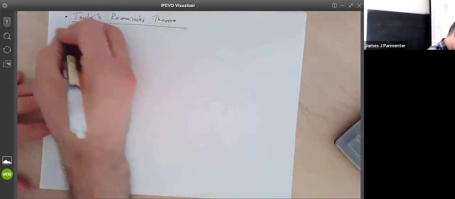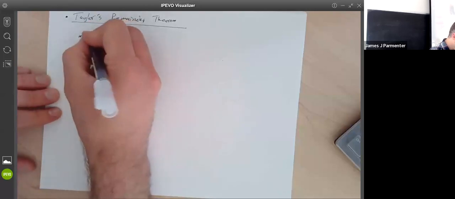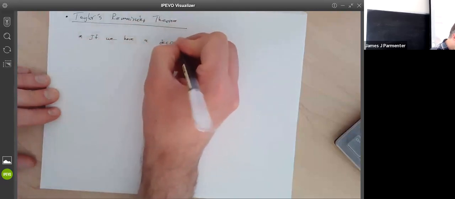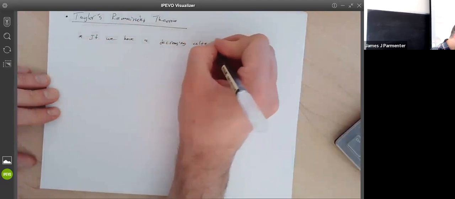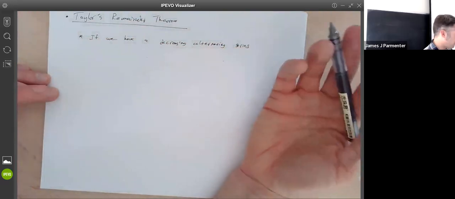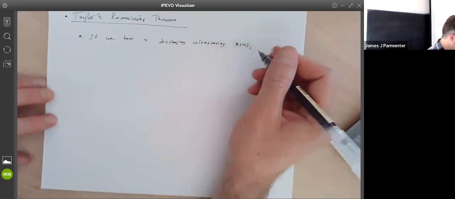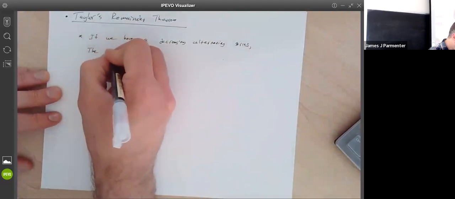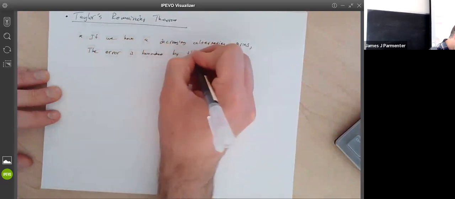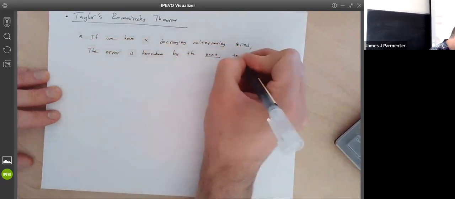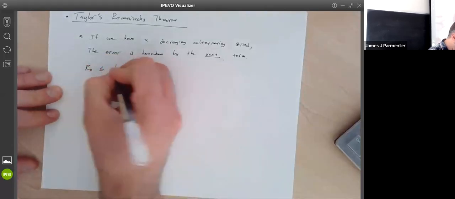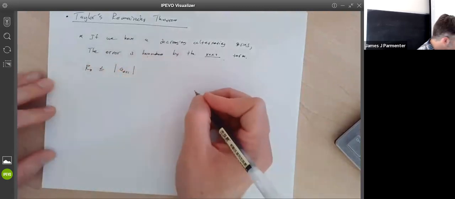And so first, I'll just say the thing I said before. If we have a decreasing alternating series, it needs to be decreasing so that the series is convergent in the first place. But if we have a decreasing alternating series, the error is always bounded by the next term. So for example, the error Rn is always less than or equal to the absolute value of whatever the next term is.